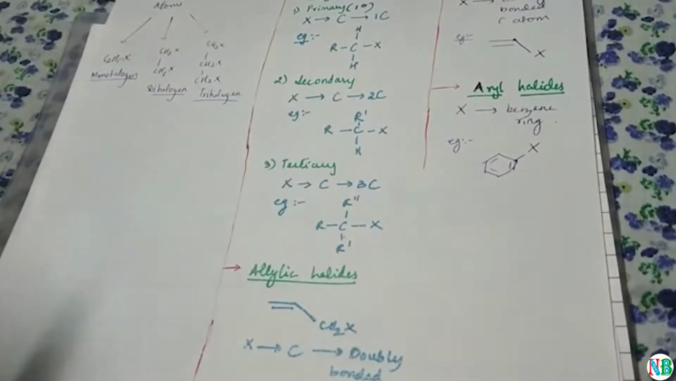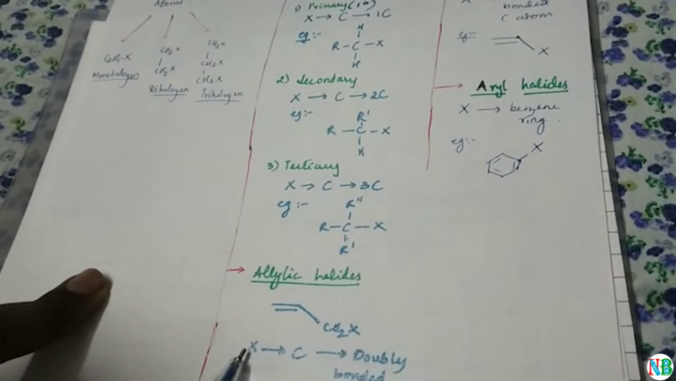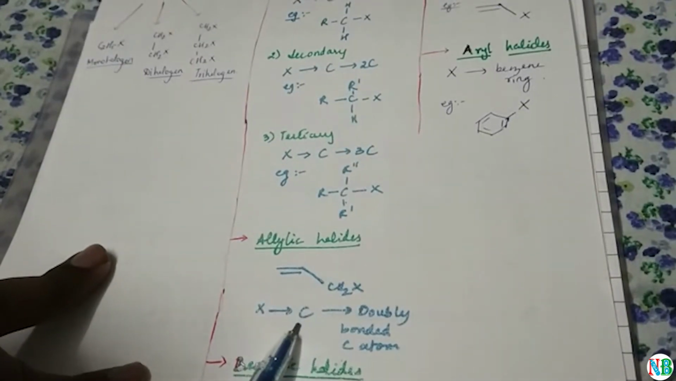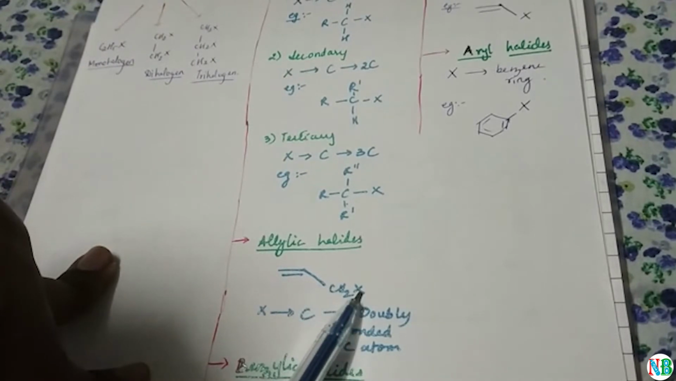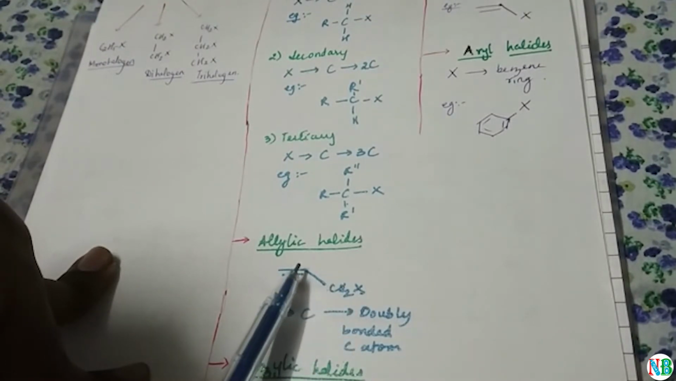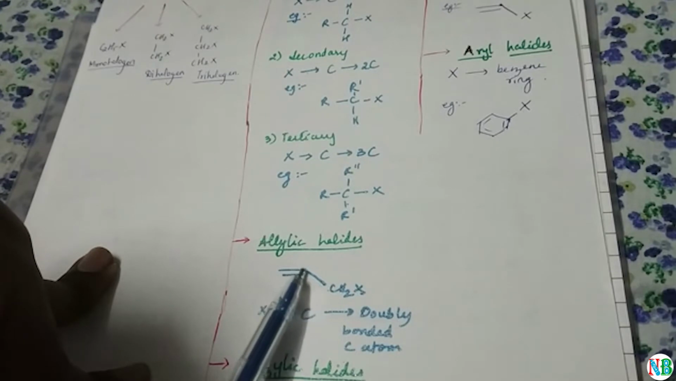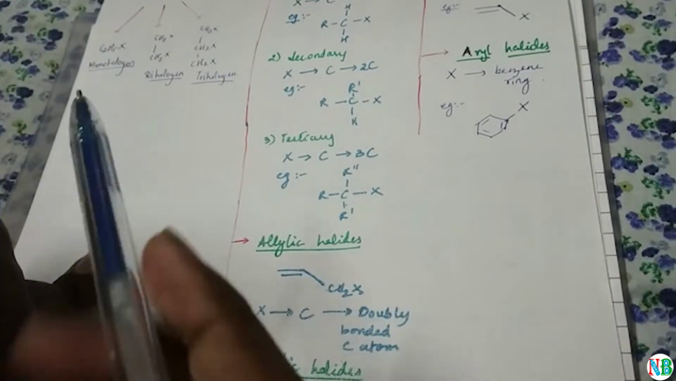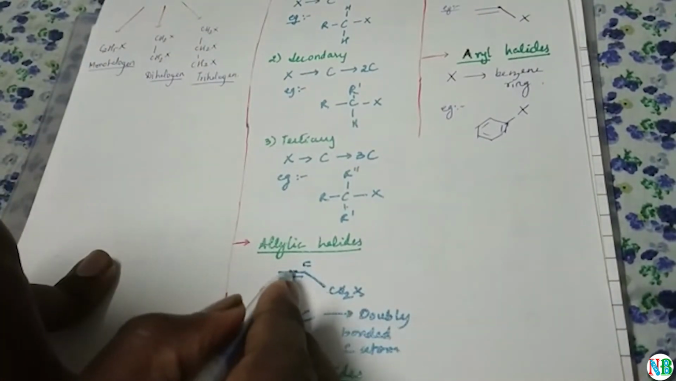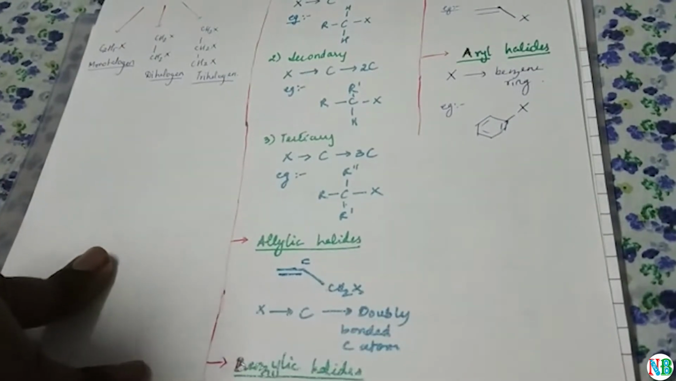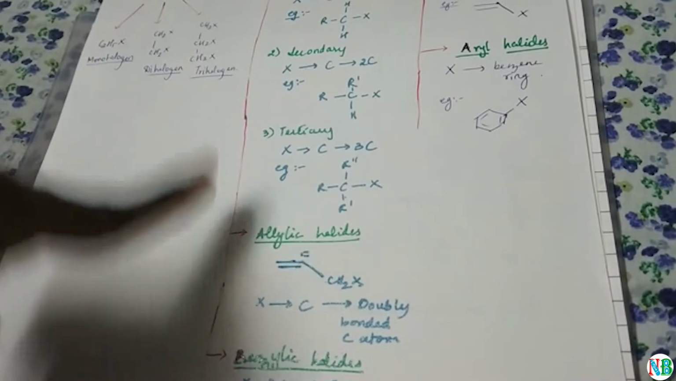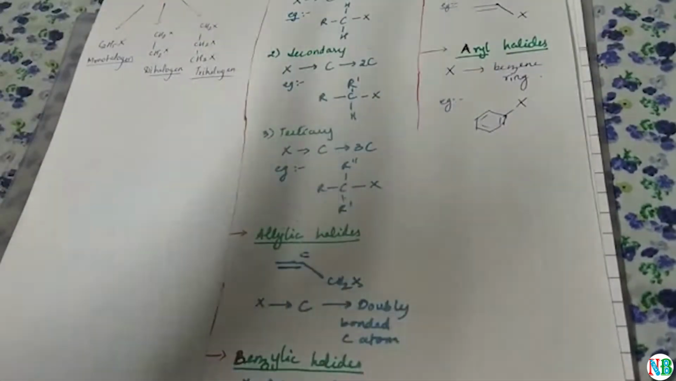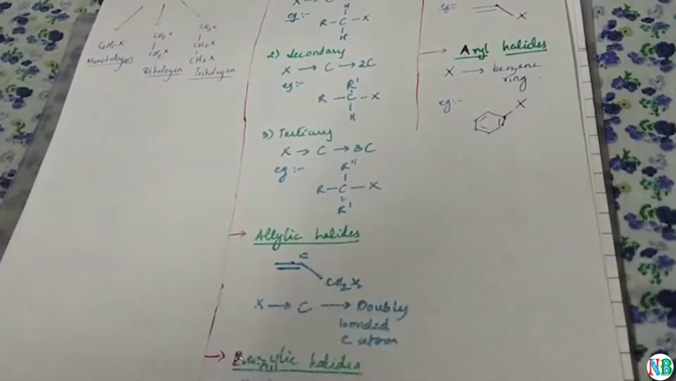Now moving on, we have allylic halides. In allylic halides, the halogen is attached to a carbon which is attached to a doubly bonded carbon atom, which means my halogen is attached to a carbon which is attached to a doubly bonded carbon atom. This carbon atom over here is attached to a double bond. So this was just one small example. So this is all about allylic halides.